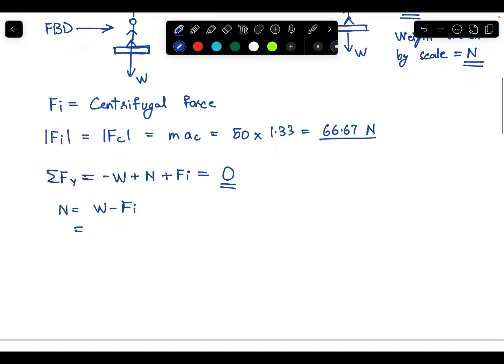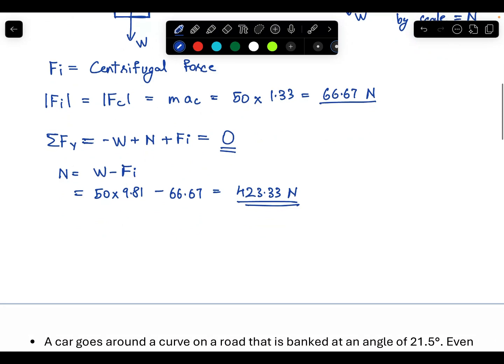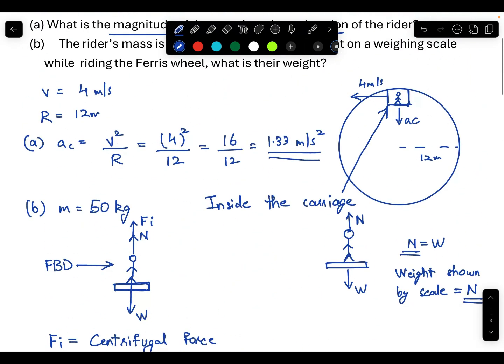Now W is 50 times 9.81 minus Fi, which is 66.67. So the value of N is 423.33 newtons. Now this is true for the situation in the figure.